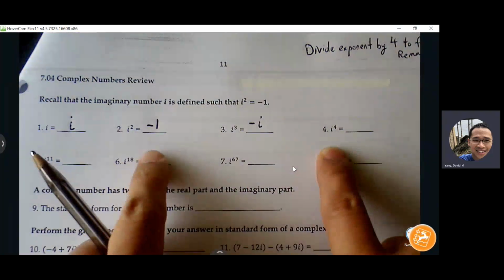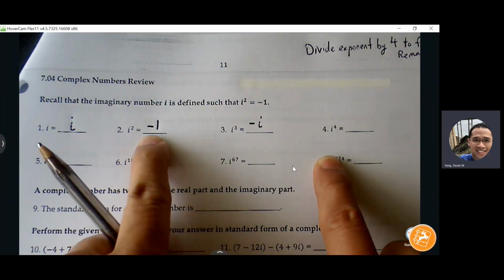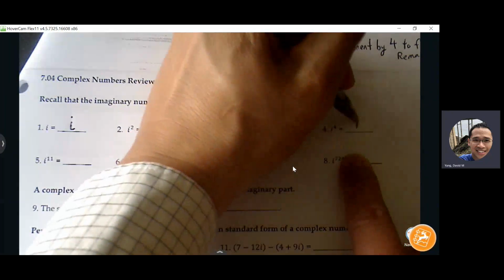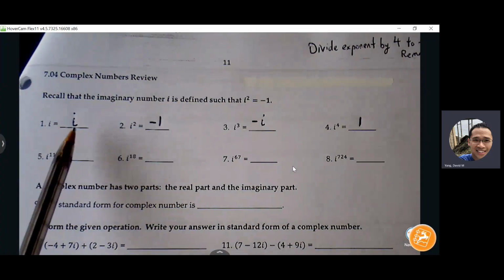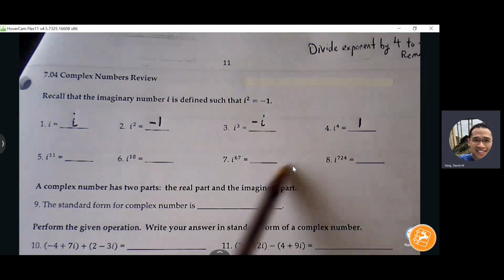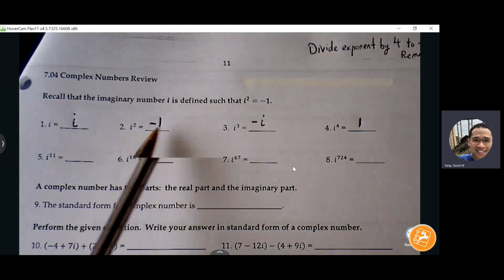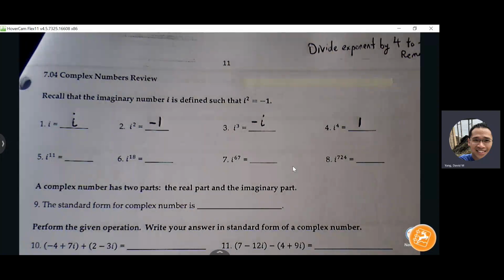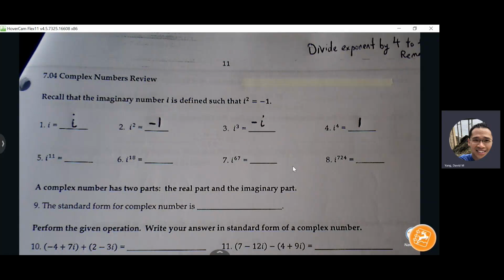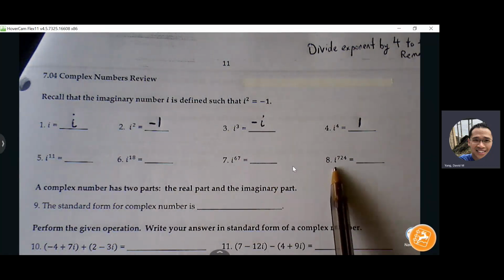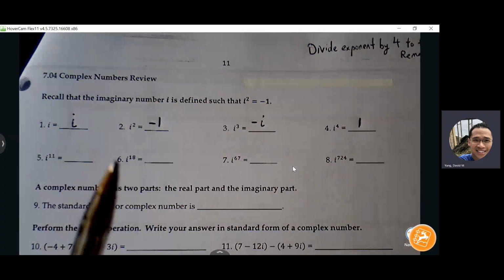And i to the fourth would just be i squared times i squared, -1 times -1, which is 1. So it's just going to keep cycling through these possibilities. Then i to the fifth goes back to being i, i to the sixth, i to the seventh, i to the eighth. So with these larger numbers, rather than having to start from scratch, we have a much more efficient way of getting to what i to the 724th is without having to count from the beginning.